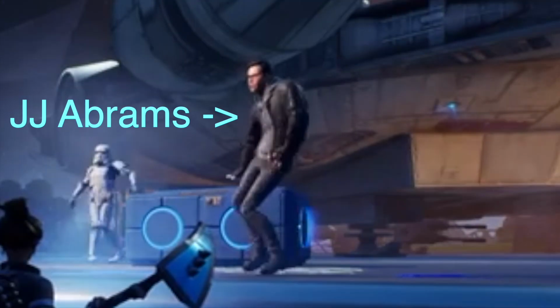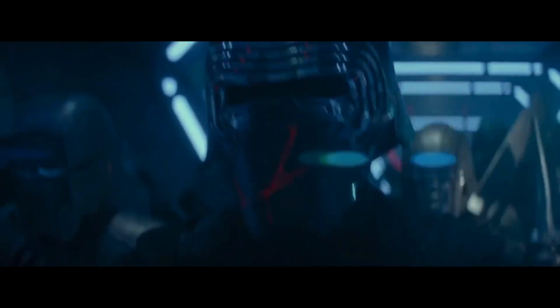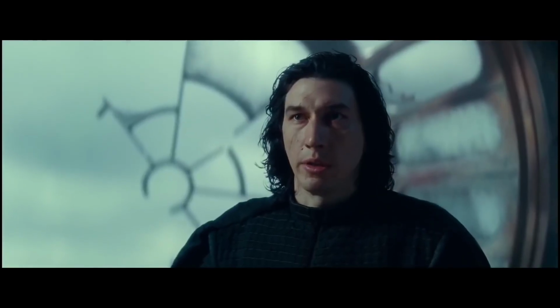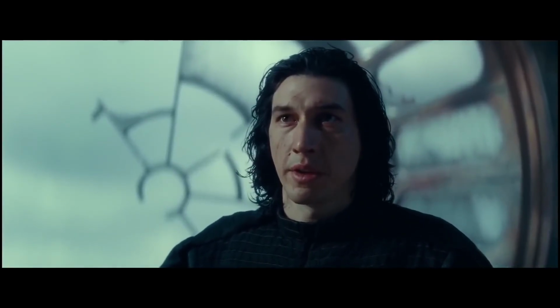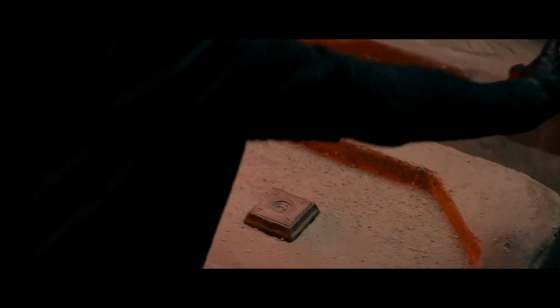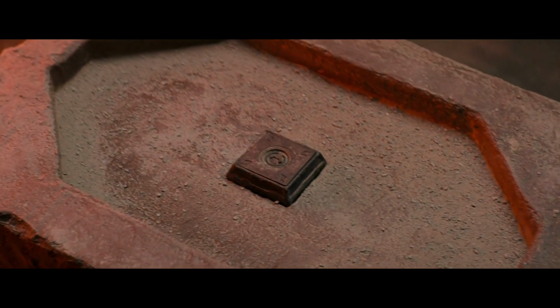Because Kylo Ren is now supreme leader of the galaxy, he is going to seek out anyone that will pose a threat to his empire. And he somehow knew that the Wayfinder was on Mustafar, so that's why he is here.